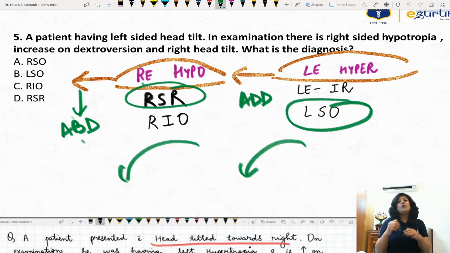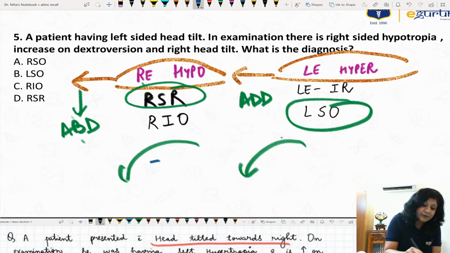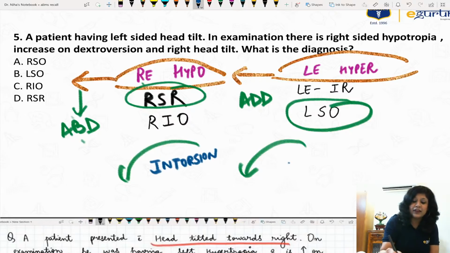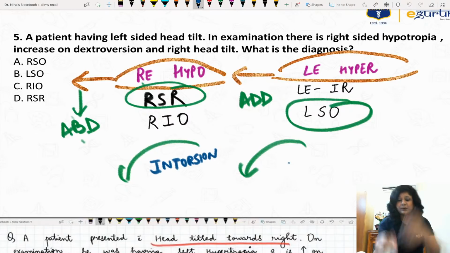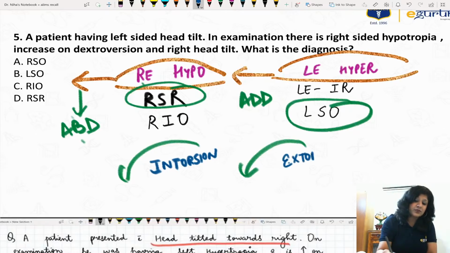Right, now what will happen? There is a counter rolling mechanism. So if I am doing the right head tilt, this eye will go inward. So what I am going to write, there will be intorsion in this right eye, and this eye is going out, because of the counter rolling mechanism. So this will be extorsion.